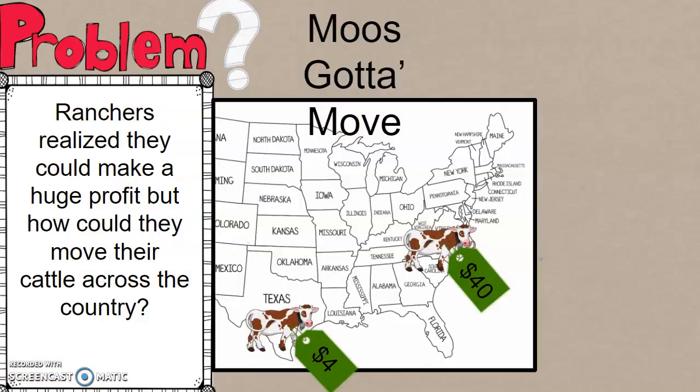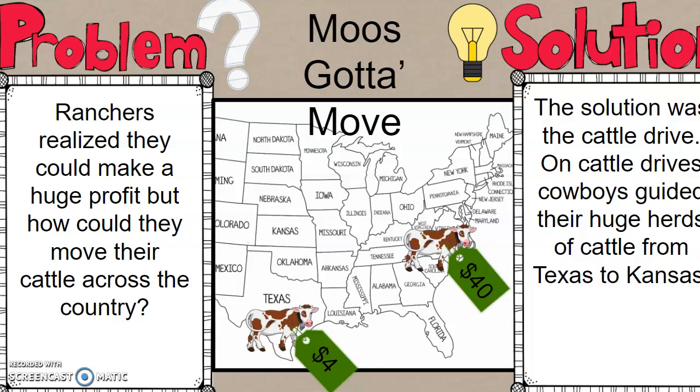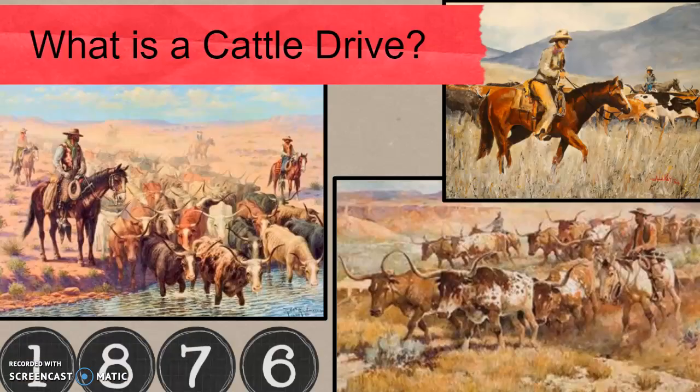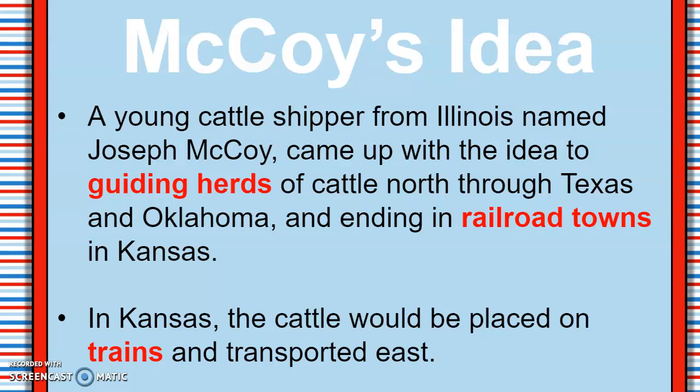So they said, okay, if there's profit, we can handle this. The solution was the cattle drive. When we say a drive, they're moving, they're shifting the herds in different directions along the path so that they could get them where they need to go.